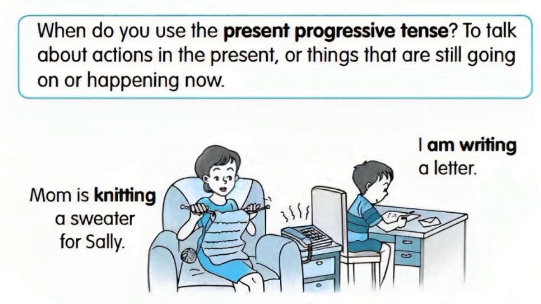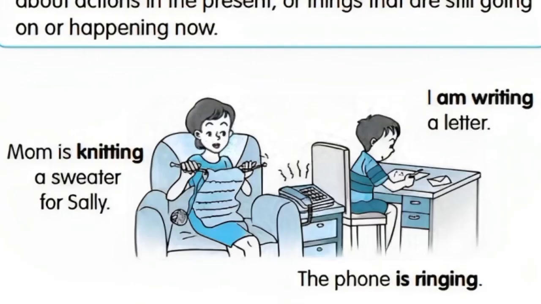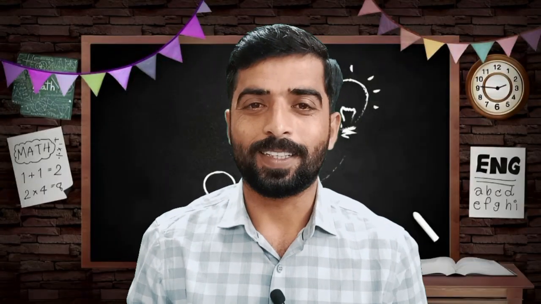To talk about actions in the present, things that are still going on, are happening now. Example: Mom is knitting a sweater for Sally. I am writing a letter. The phone is ringing.